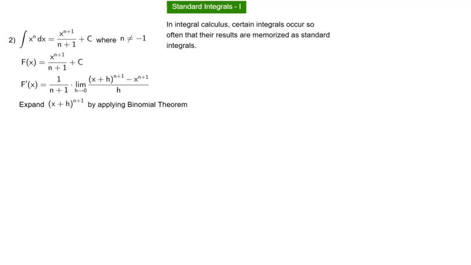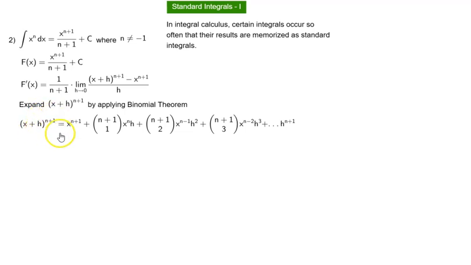So we use the binomial theorem. So x plus h to the power of n plus 1 is equal to x to the power of n plus 1 plus, remember combination, n plus 1, 1 x to the power of n h plus n plus 1, 2 x to the power of n minus 1 h square plus n plus 1, 3 x to the power of n minus 2 times h to the power of 3 and so on till we end up with h to the power of n plus 1.